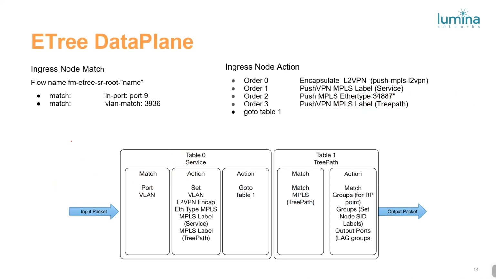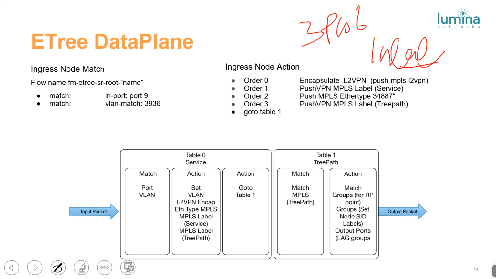So push the MPLS layer to the VPN, push the MPLS service label, Ethernet type, and the tree path label. The tree path label identifies the path of the tree. So the different endpoints that this packet has to reach are identified by this tree path label. Clear? So on the ingress node, this replication is done.